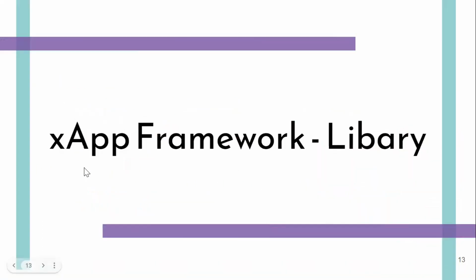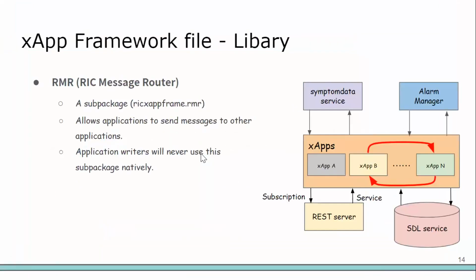Okay, so above all is about the class, and next I will introduce the library in the framework file. So first is the RMR. RMR is the Rich Message Router. It's a library that allows an xApp to send messages to other xApps. And in the Python framework it is a subpackage, and it is named rmr.